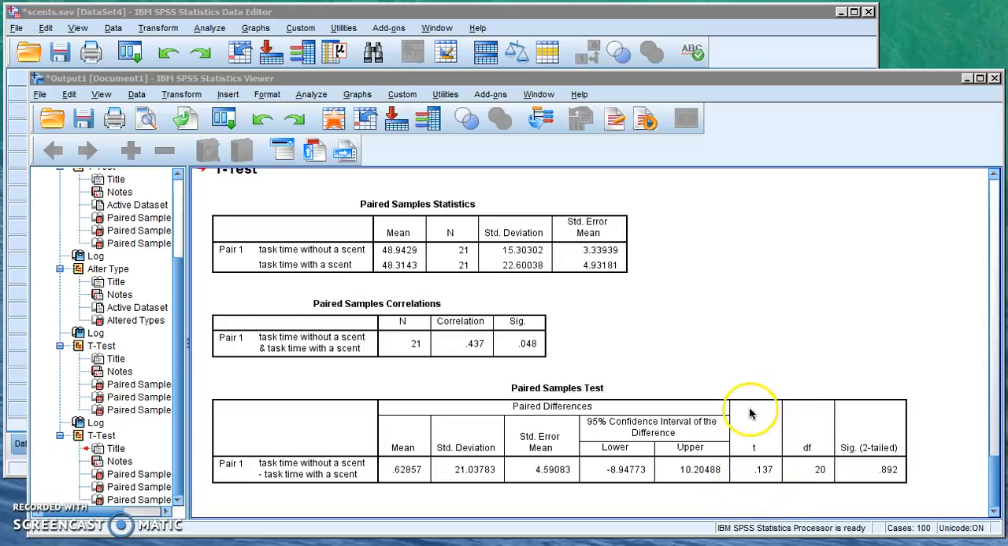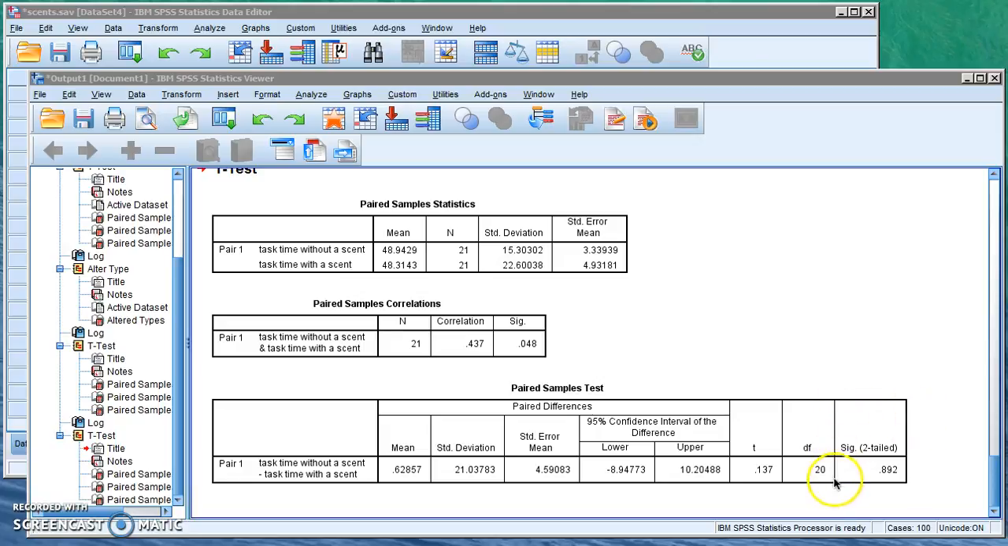Our t-value, the t-test statistic that we're conducting, is 0.137. The degrees of freedom, we have a value of 20, but really we look at the significance value, which is our p-value. And to have a significant test, you would say that the p-value is less than 0.05, but here it is not. If it were less than 0.05, we would reject the null hypothesis. And what that means is we would reject that the two times would be the same or are so similar.